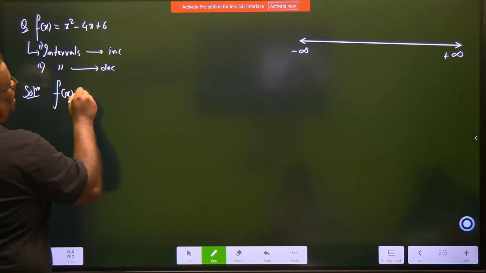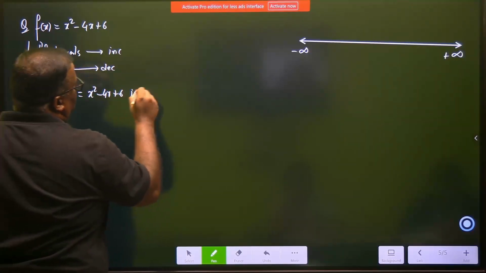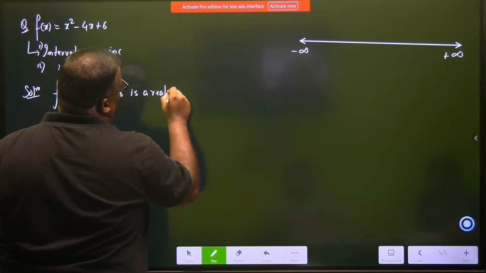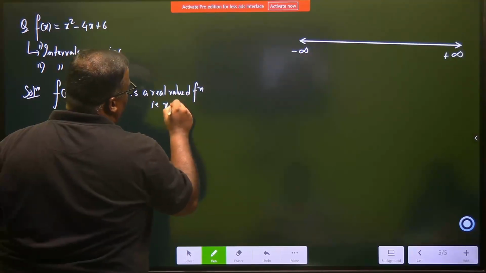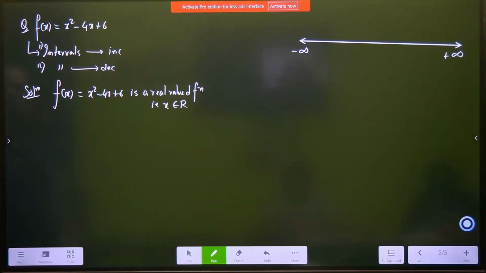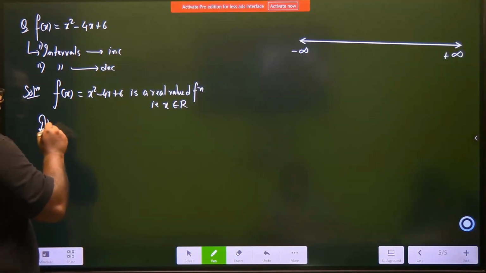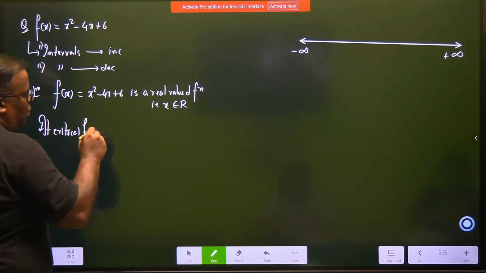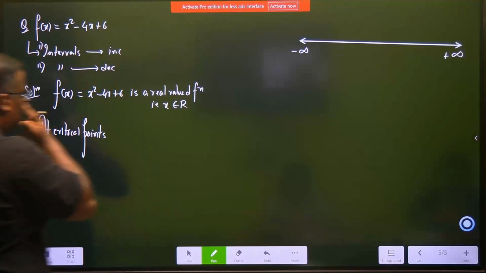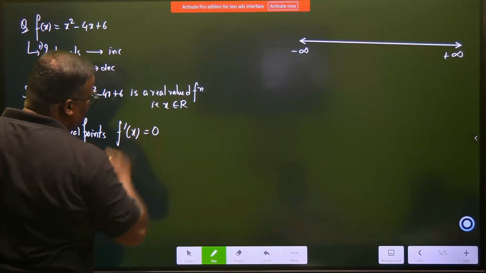f(x) equal to x square minus 4x plus 6 is a real valued function. The first line I'm writing is x belongs to R. X can take an input anywhere in R. Okay. Now I write at critical points f dash x should be equal to 0.